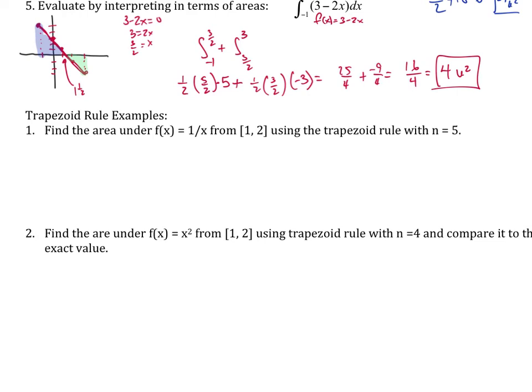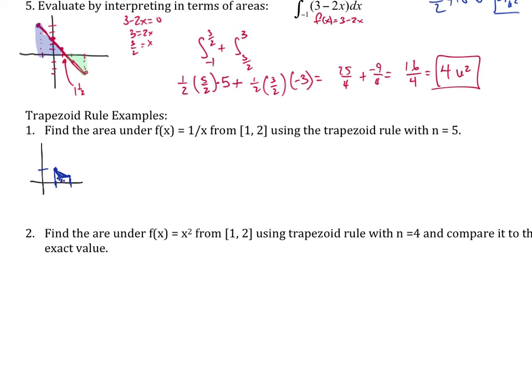Okay, so taking a look at this one, if you take a look at the graph real quick, you have 1 over x. So if I were to sketch this graph from 1 to 2, here's 1. When I put in 1, I get 1. When I put in 2, I will get 1/2. So under this particular part of the curve is what I'm looking for, that area under there.